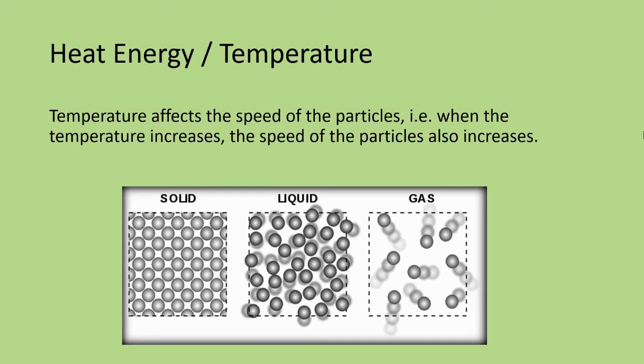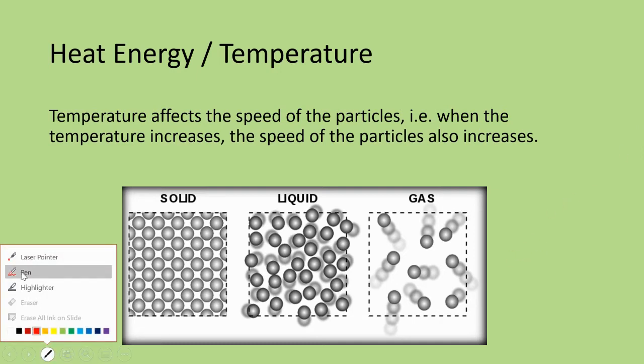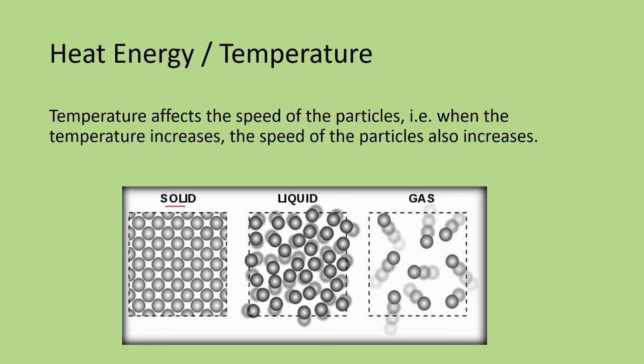Temperature affects the speed of the particles. That means that when the temperature increases, the speed of the particle also increases. So in this diagram, we have a picture of a solid where the particles are packed closely together, a liquid where the particles are moving past each other and they're a bit further apart. So the more energy the particles have, the faster they're moving and the further apart from each other they are. So if they gain enough energy, then they'll completely separate from each other, and this means that the particles are a gas.